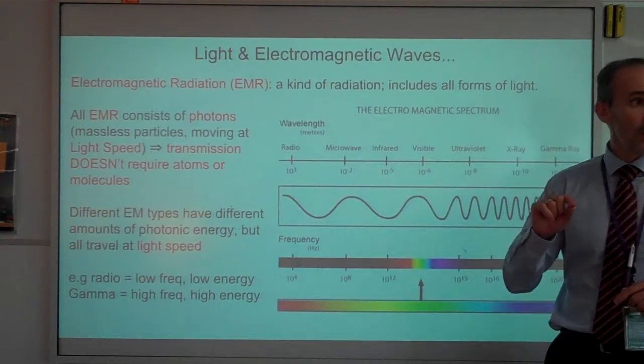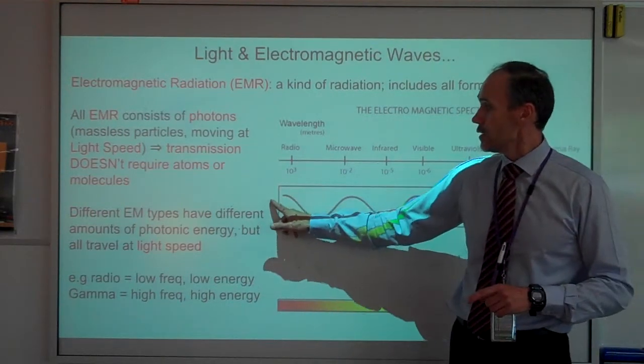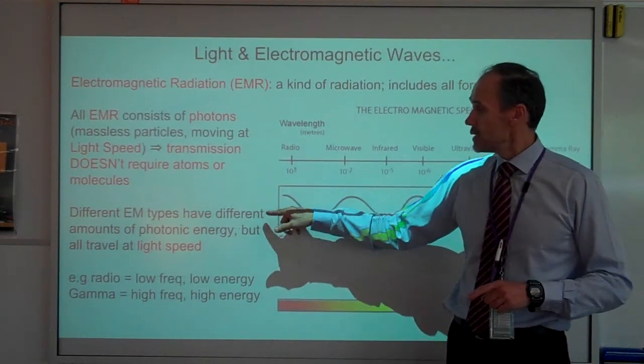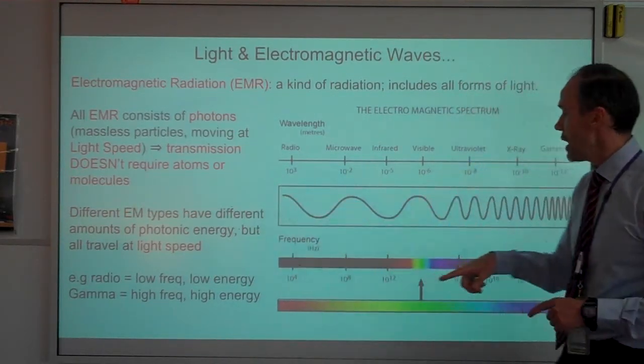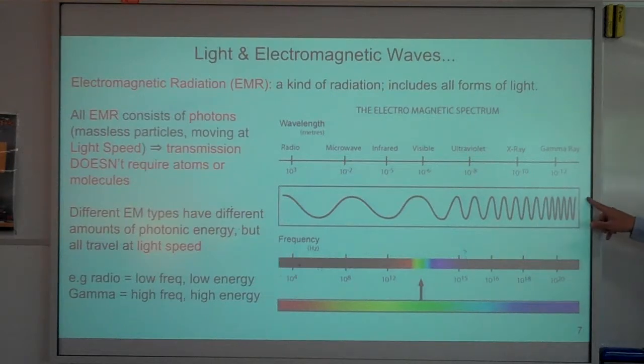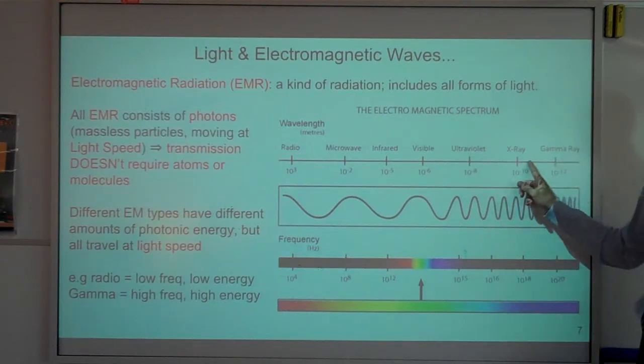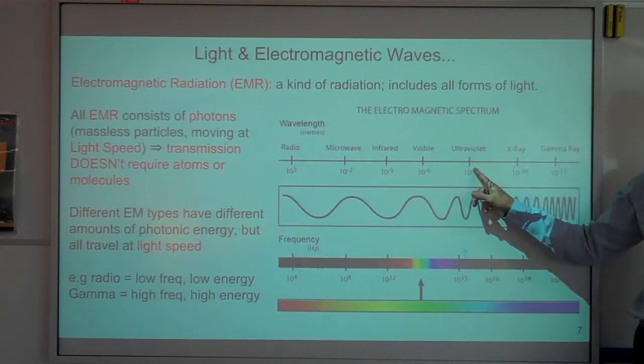Now, what you need to write on your diagram is this. Low energy at this end. This is really low frequency, low energy. And at this end, high frequency, high energy. Those are the 2 things you need to write. Did you write those down? Okay, now write both of them.